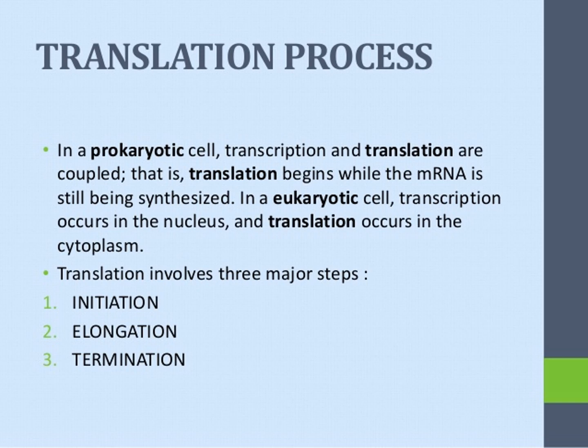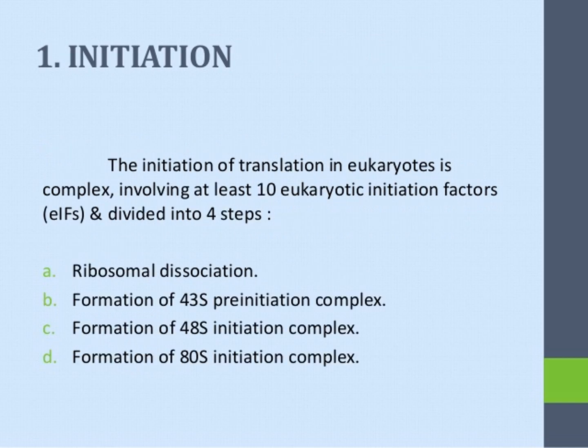But in the eukaryotic cell, the transcription occurs in the nucleus, then translation occurs in the cytoplasm. Then the steps are the same: charging of the tRNA, then initiation, elongation, termination. But the notable thing is that the ribosome subunits differ, and also the names of the helping factors for the initiation process differ. And here 10 different eukaryotic initiation factors are involved in the initiation process.